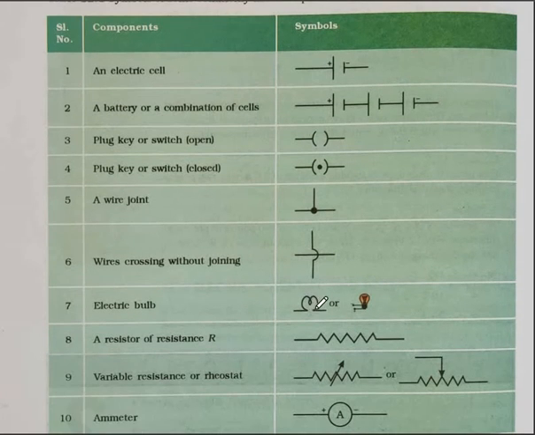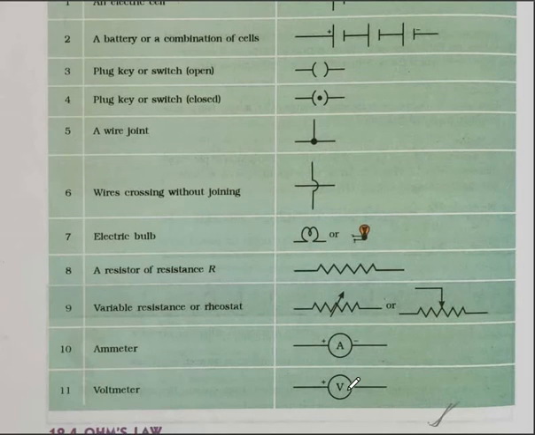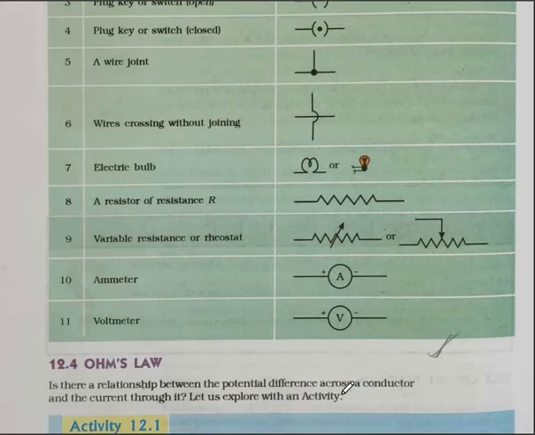Electric bulb, you can make this like a filament type. This is your resistance, which can check the flow of current. This variable resistance is also called a rheostat. The symbol of ammeter and voltmeter. Now let me talk a little bit about Ohm's law today.